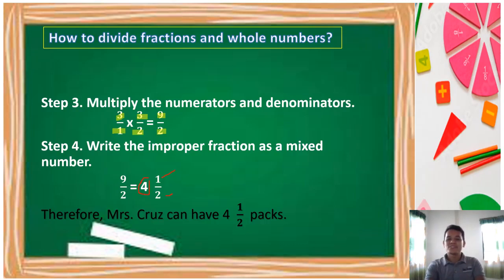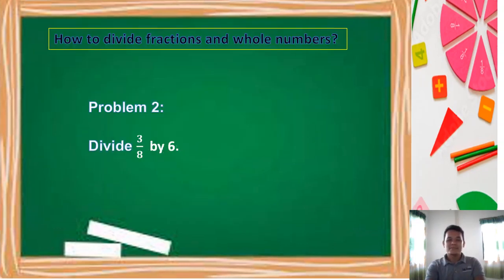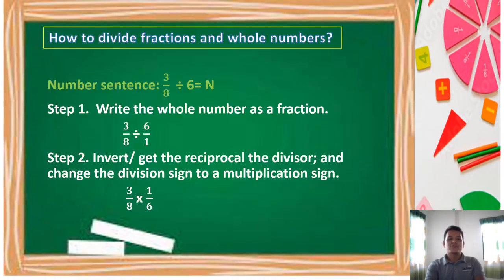Okay, let's move on to the next problem. So we have here problem number 2. Divide 3/8 by 6. Of course, we need to formulate our number sentence. That would be 3/8 divided by 6 equals n. Then, of course, we need to follow the steps again.